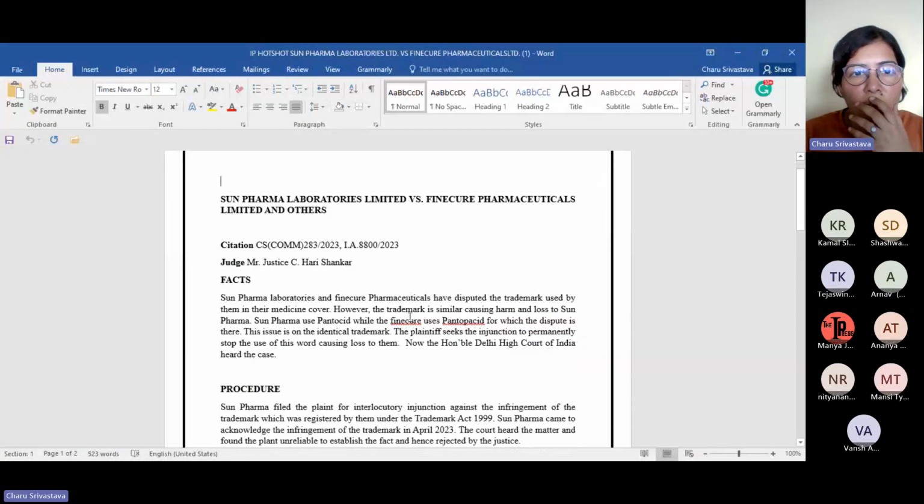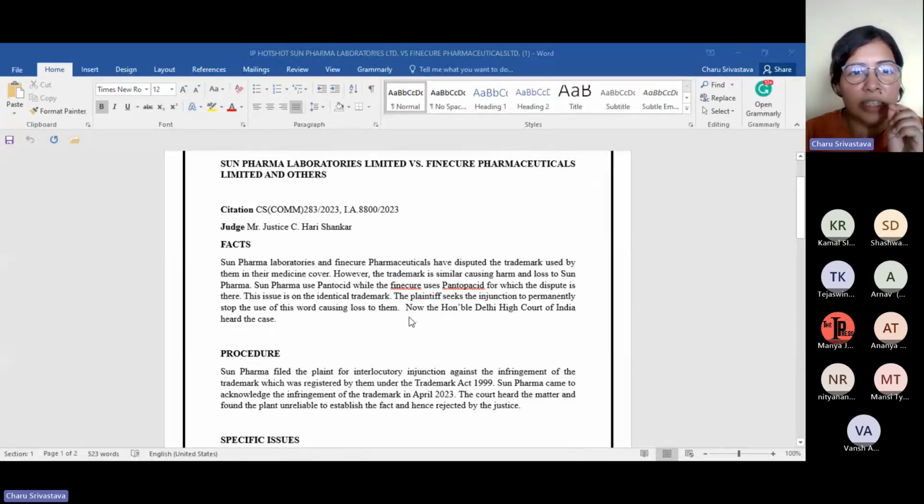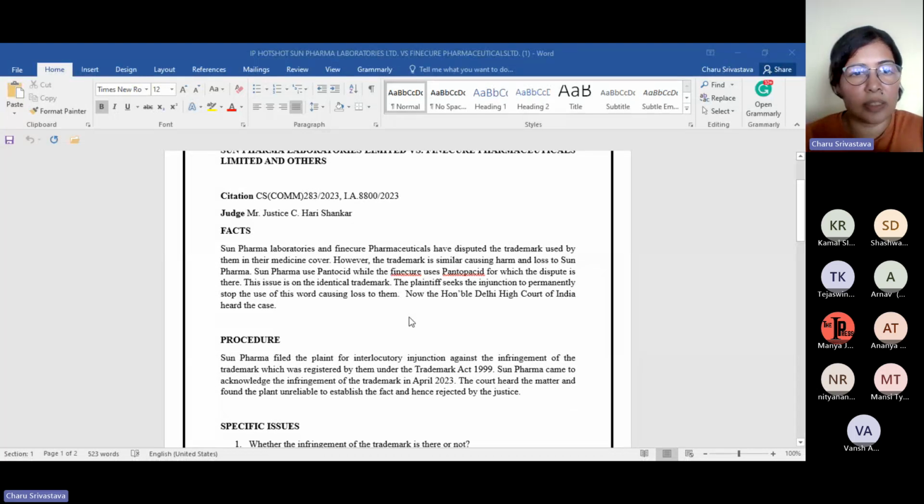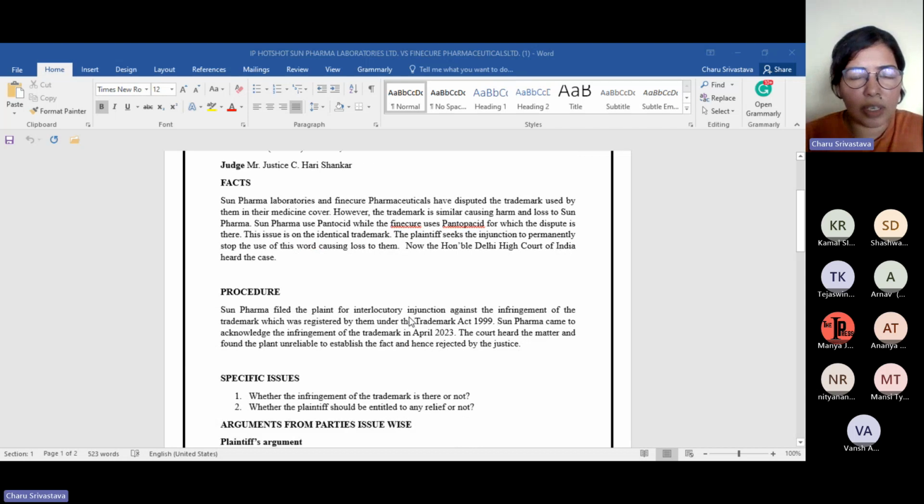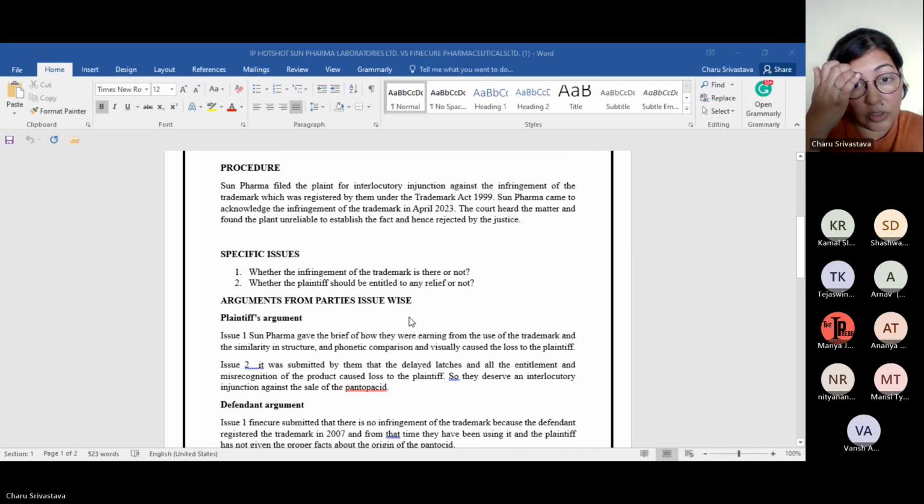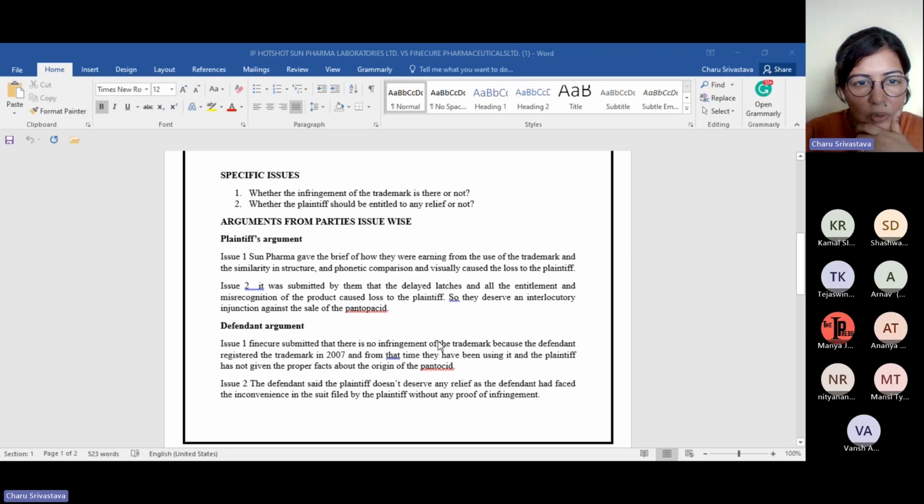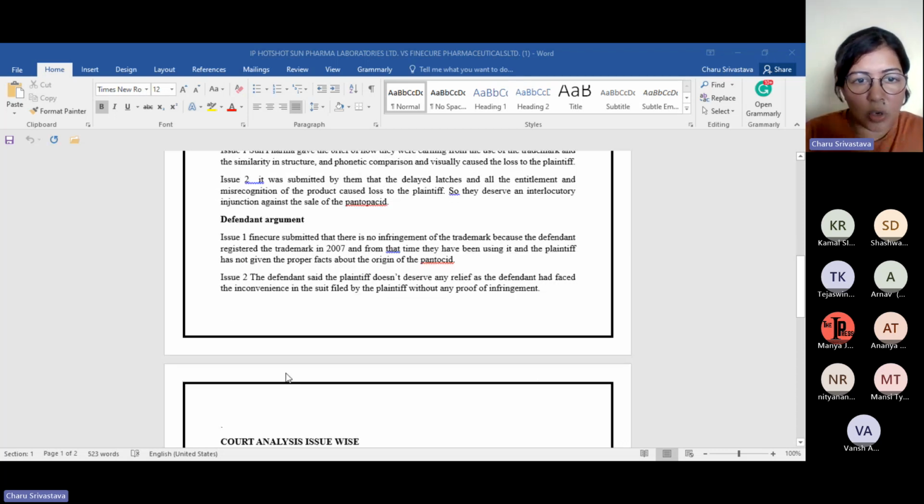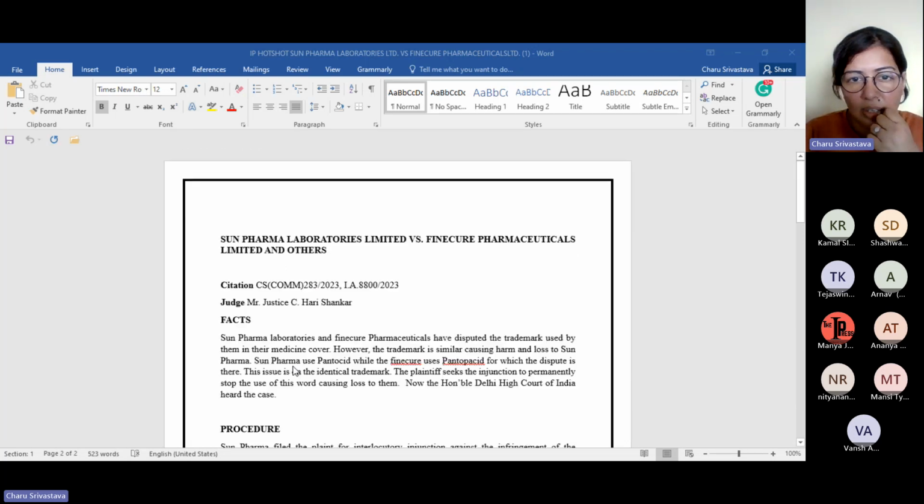And then there is another case brief. I don't know who has written this case brief, but it would definitely need a lot of editing. It has a lot of fragmented sentences and there's no coherence between the sentences or between the paragraphs. It could be because the author does not have a good understanding of trademark law. Even the issues are not drafted properly: whether the infringement of the trademark is there or not. This can't be an issue. It has to be drafted like a legal question. Then whether the plaintiff should be entitled to any relief or not, and then random issue 1, issue 2. This is not how you write a case brief. Court analysis, relief granted.